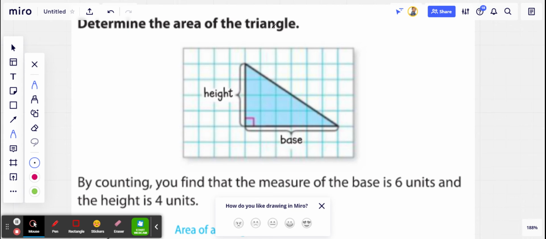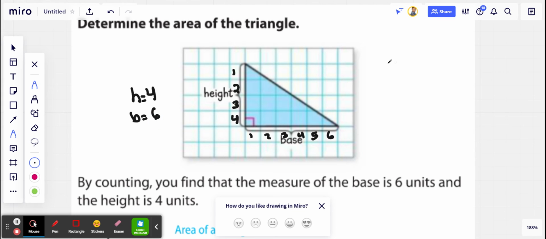Okay, determine the area of the triangle. All right, here, let's figure out what our height is. We're going to count. So 1, 2, 3, 4. So our height here, height equals 4. And our base is 1, 2, 3, 4, 5, 6. Okay, so our base equals 6.